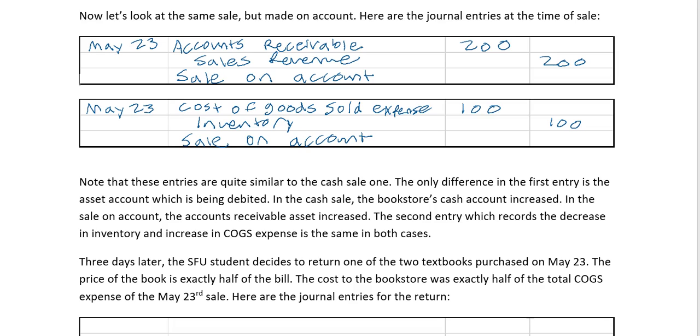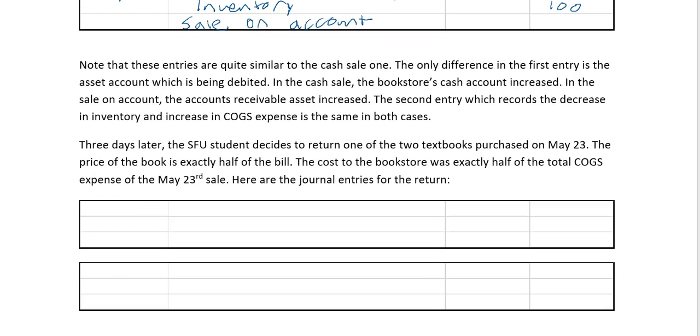And we're going to look at the journal entries for the return. We're going to have 2 entries. The first one is to deal with the sales revenue portion that we had in our original entry. The second one will be to deal with the return of inventory. So take a minute here to think about these entries and maybe try them, and we will continue in this same video.